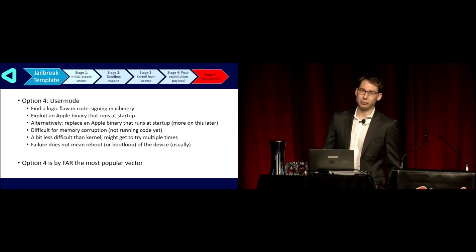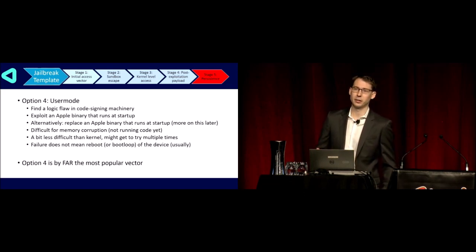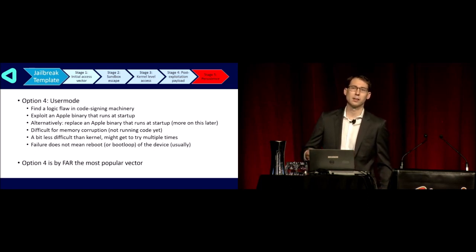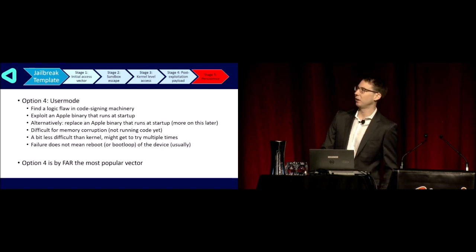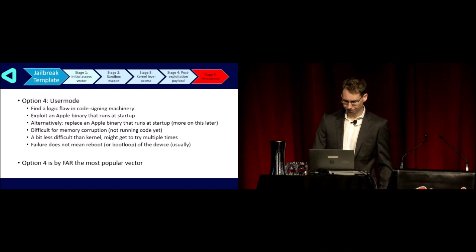Again, it's difficult for memory corruption because you aren't actually executing code yet, so your ability to groom memory and things like that is quite limited. However, it's a bit less difficult than the kernel in that you might be able to do multiple tries and have it keep crashing until it works, essentially. Option four, by the way, is by far the most popular vector. Most jailbreaks that you've heard of do something in this category.